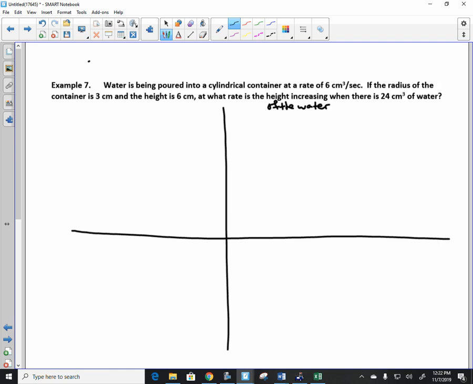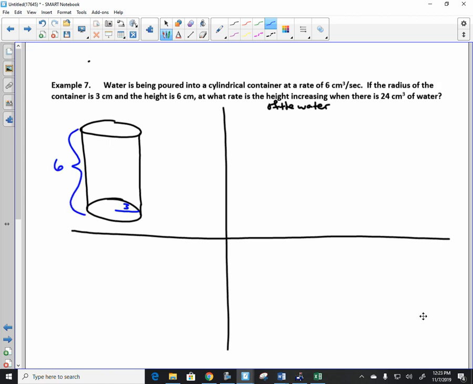Where would you start? What would you do? Draw a cylinder. Now what would you do? What's that? Okay, you labeled it. So it says the radius of the container is 3 centimeters, and the height of the container is 6 centimeters. At what rate is the height increasing when there are 24 cubic centimeters of water?